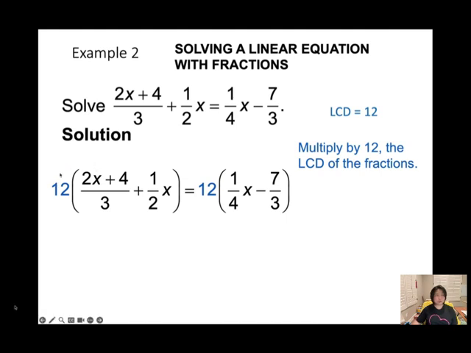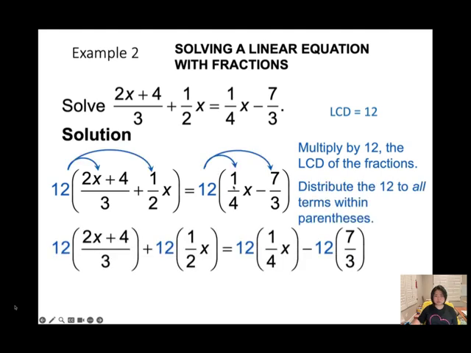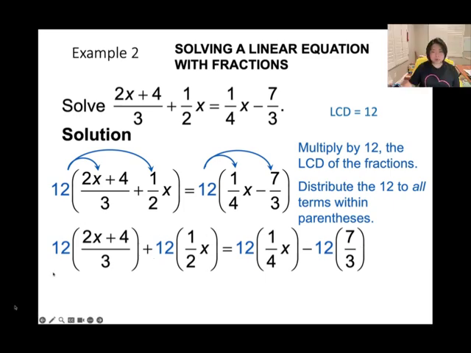Now, you're going to distribute 1 by 1 here. Distribute 1 by 1. Okay, if you can handle it, you could just skip this step. And then now, you're going to divide it by 3 here, divided by 3 here. You should get the 4. And divided by 2, divided by 2, you're going to get 6 here. Divided by 4, divided by 4, you're going to get 3 here. Divided by 3, divided by 3, you're going to get the 4 here.